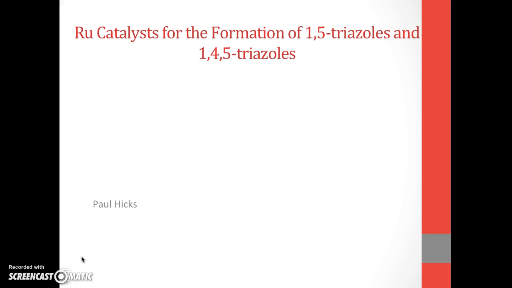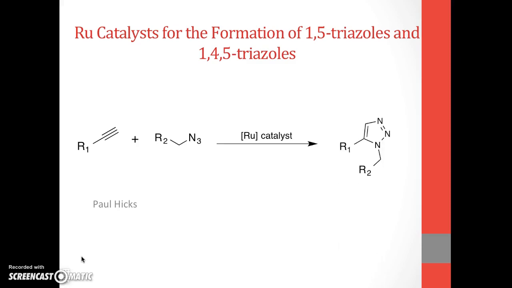To begin with, I'd like to show a general reaction diagram that shows the substrates involved and what the final product would look like. You start with an alkyne, which has a triple bond. You add that to an azide, which has 3 nitrogens. You put it in the presence of a ruthenium catalyst, and you get your 1,5-disubstituted triazole.